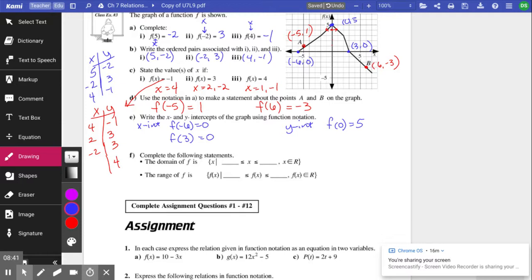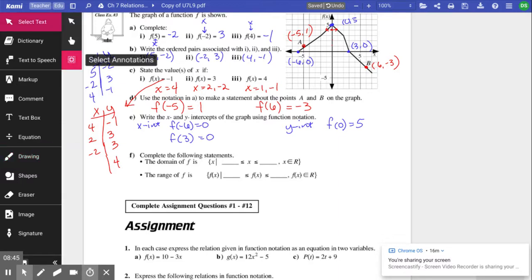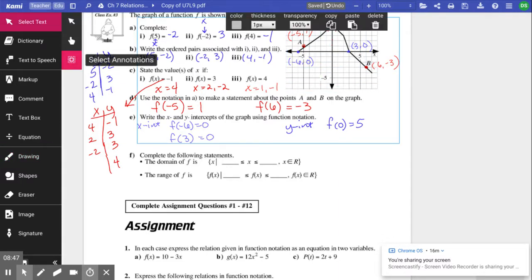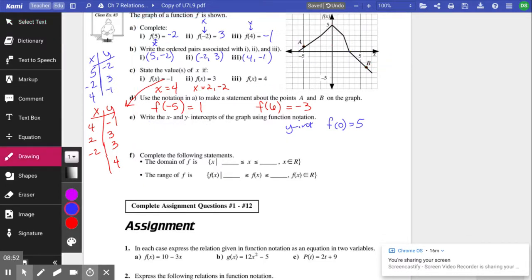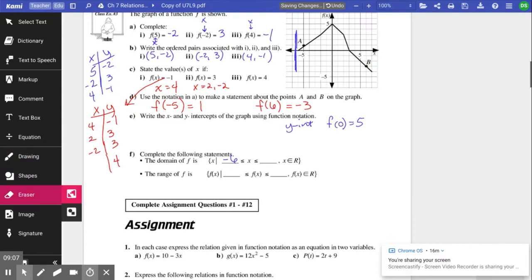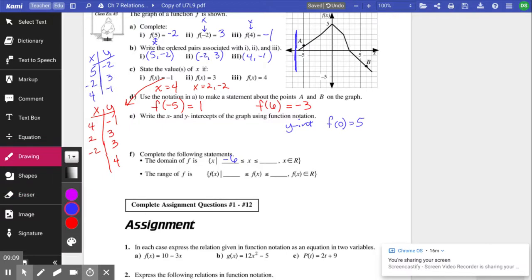Okay, let's talk domain and range. I'm going to erase everything I have up there. Okay, the domain of f. The domain are the values of x. So how wide is my box? It's going to have to go from here all the way to here. That's the width of my box. So I'm going from negative 6 all the way to 7. 5, 6, 7. Yep.